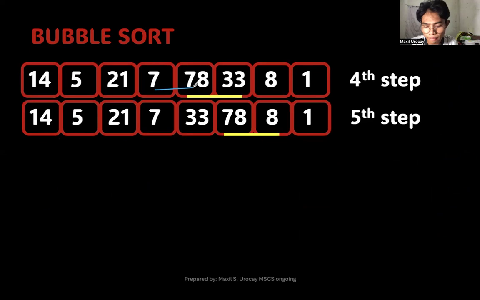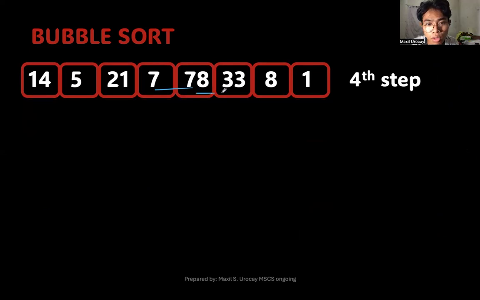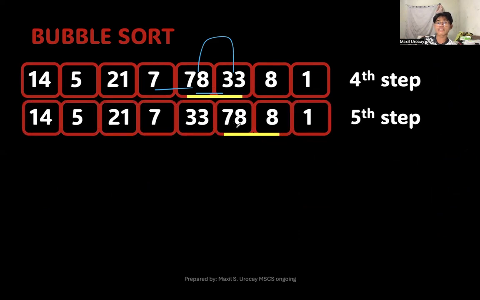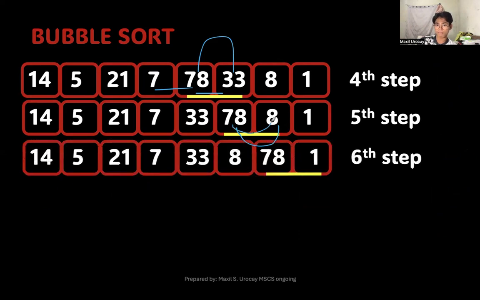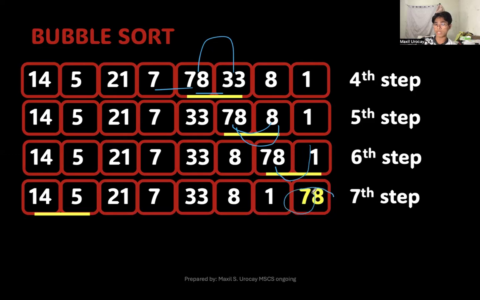Next, 78 compared to 33: 78 is greater than 33, yes, so we swap them. 78 compared to 8, is it greater than 8? Yes, we swap them. And with 1, we swap everything. Now 78 is already sorted, and we will not touch it again. In our second iteration, we will compare the 7 remaining elements. That's how it works.